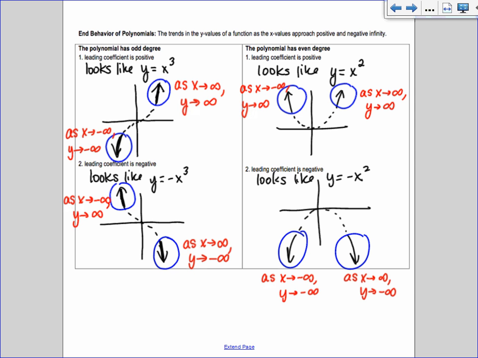All right, so let's try it out. Let's see if we understand end behavior. And like I said, on your homework, I'll write out as x arrow blank, y arrow blank. So that way you just fill in the infinities or negative infinities.